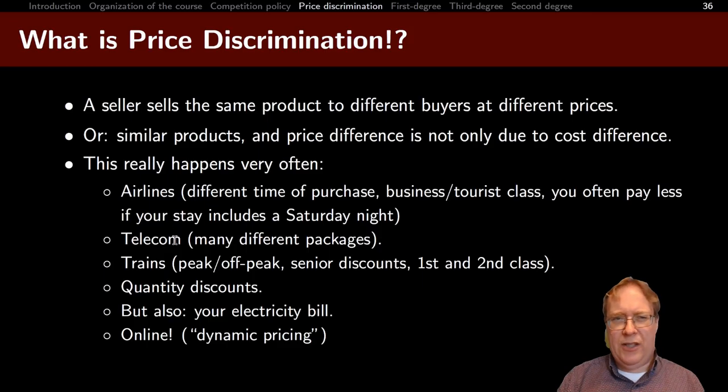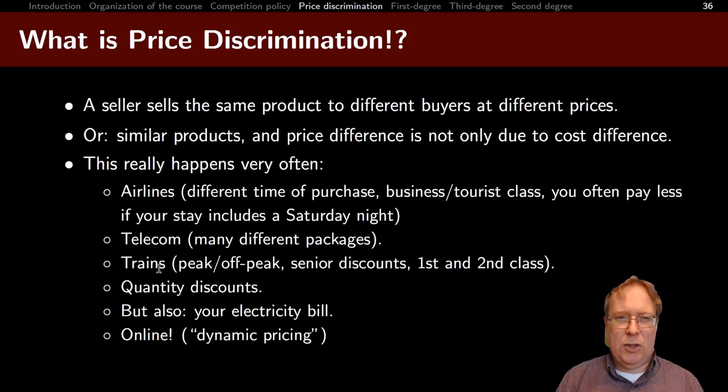In telecom, something similar is true, right? If you buy your mobile phone subscription, you can choose between different packages. You can choose between 5 GB, 10 GB, and usually the bigger your package, the lower the price per gigabyte. So also in that case, you get a quantity discount, but that means that for the same product, you pay a lower price.